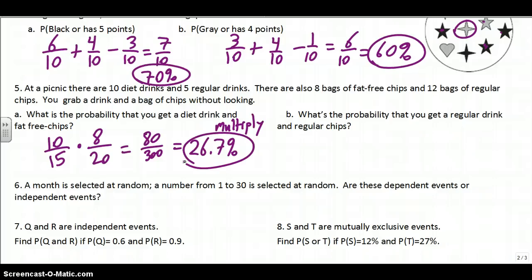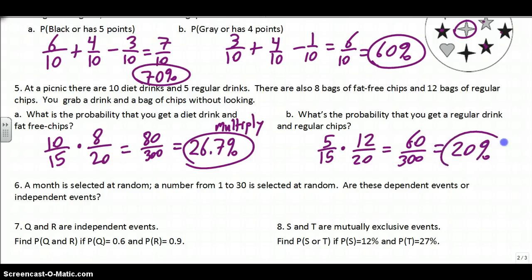Okay. What's probability you get a regular drink and regular chips? Well, regular drink is 5 out of 15 times, what's probability getting regular chips? Well, that'd be 12 out of 20. So you get 60 out of 300, which is 20%. So we're a little more likely to get that terrible diet drink and the fat-free chips.